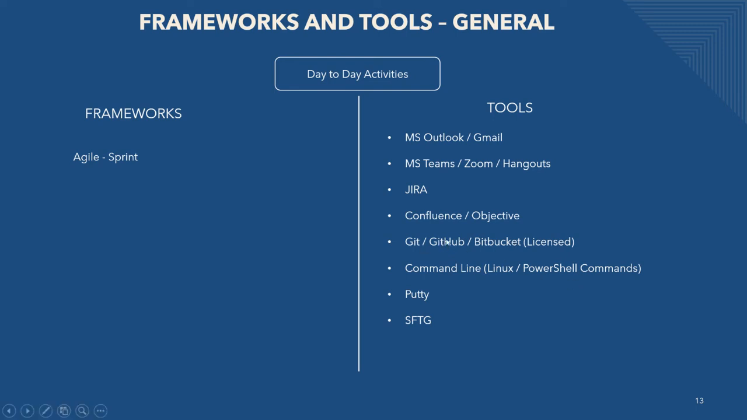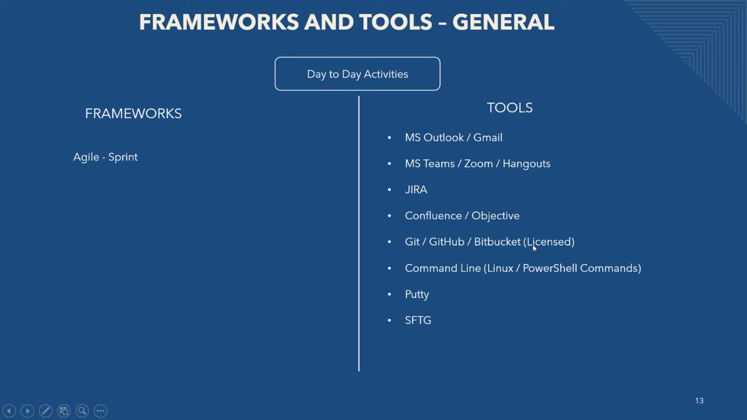GitHub is a free version. Recently, Microsoft has acquired this. Earlier it used to be open source. Now it has been acquired by Microsoft. Bitbucket is an Atlassian product. Jira, Confluence, and Bitbucket, all three are Atlassian products.